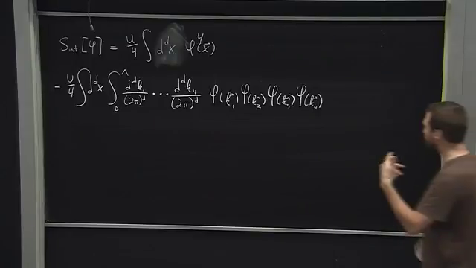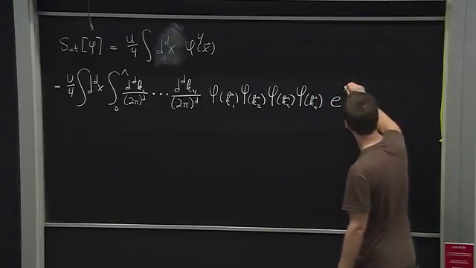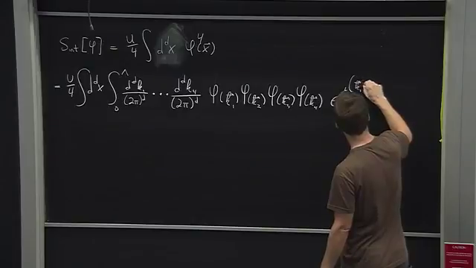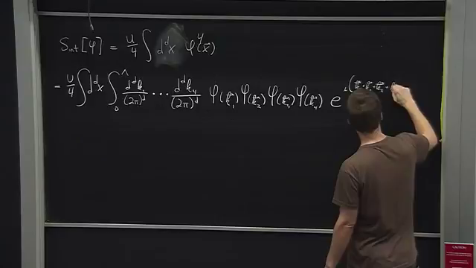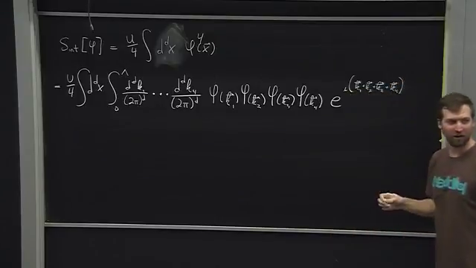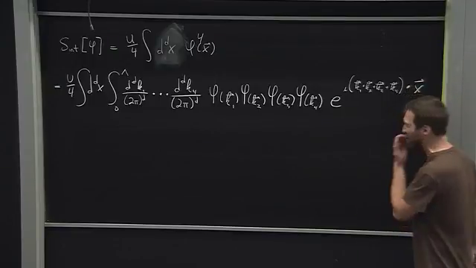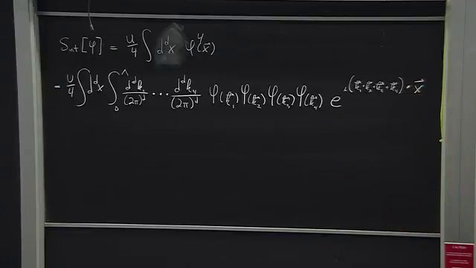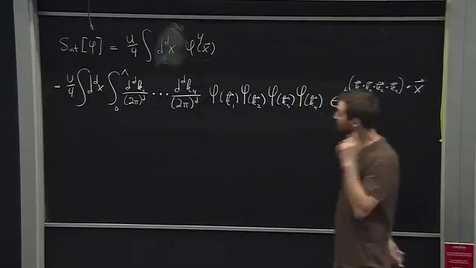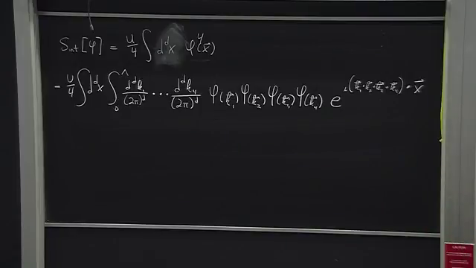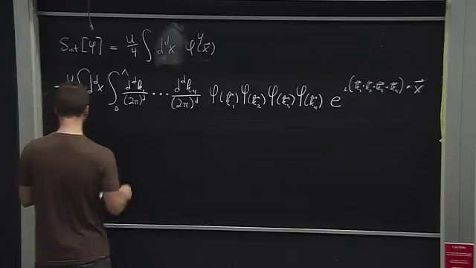And I have Fourier transform, so I have 4 fields, or 4 momenta in the exponential. All of those things dot x. So I've just Fourier transformed this piece here. So believe it or not, this is going to be easier than doing a real space calculation.